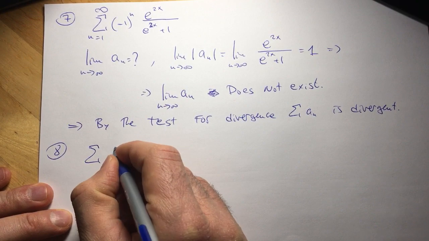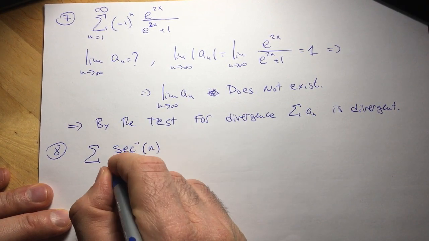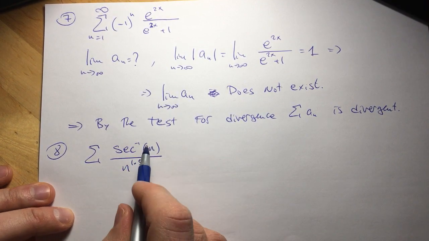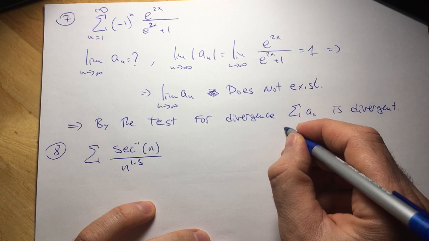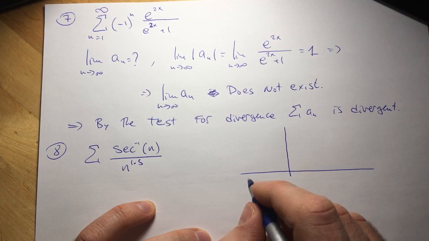Okay, the next problem, arcsecant of n over n to the power 1 over 3. So I have the arcsecant function here, and what do I know about the arcsecant function? I know that the arcsecant is bounded above by 3 pi over 2.